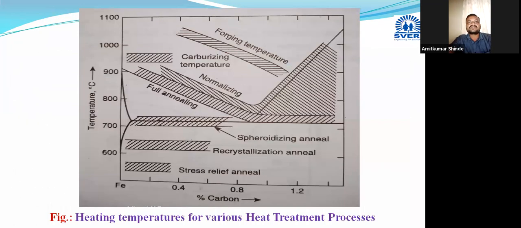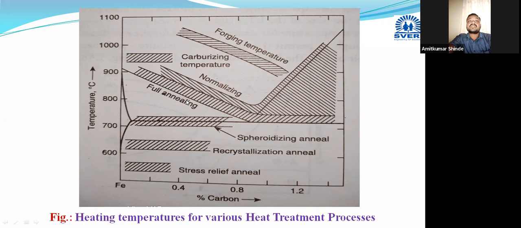This is the temperature zones for full annealing. This is the iron carbide equilibrium diagram. This is the A1 temperature line, this is the A3 temperature line, and this is the ACM temperature line. For full annealing, this is the temperature zone: for hypoeutectoid steel, above A3, and for hypereutectoid steel, above A1. Then for normalizing, for hypoeutectoid steel above A3 and for hypereutectoid steel above ACM, is the heating temperature zone.